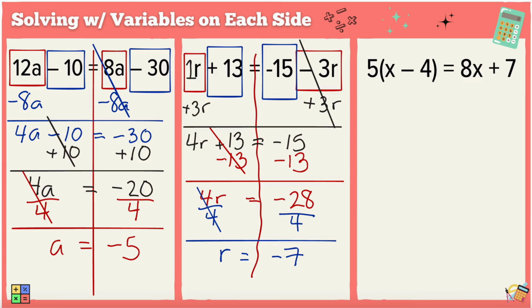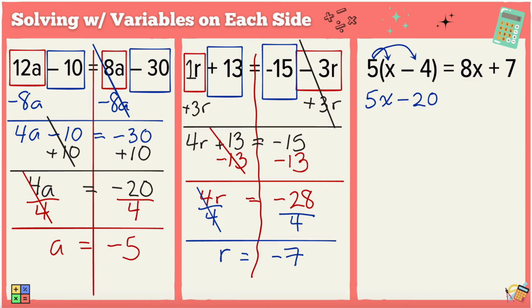Now for the last problem, we have 5, open parentheses, x minus 4, close parentheses, equals 8x plus 7. I put this one on purpose because this one involves distributive property. You can also check out our distributive property video in the YouTube channel. But I want to start here with understanding that distributive means everything inside gets multiplied by the number outside. So you have 5 times the x. You also have 5 times negative 4. Ultimately, that'll give us 5x minus 20.